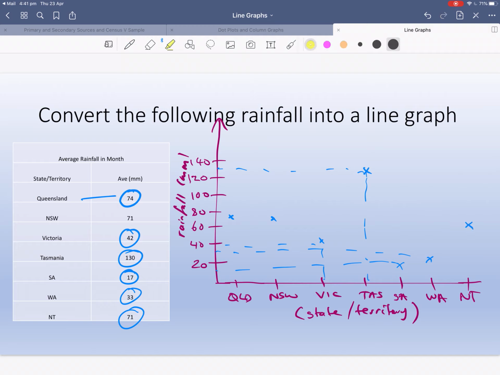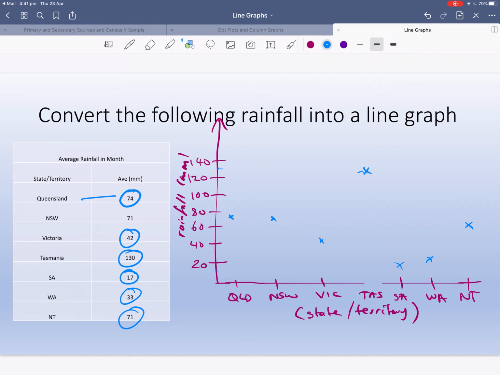Okay. Now I'm going to clean this up because it's a bit messy with the dotted lines. They did help me draw it. So let's get rid of these messy dotted lines. And now all I have to do is connect the dots.